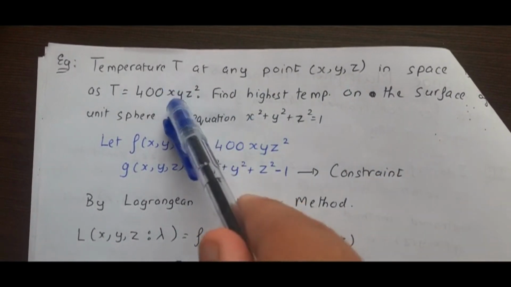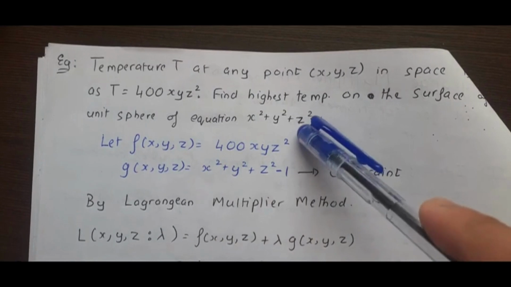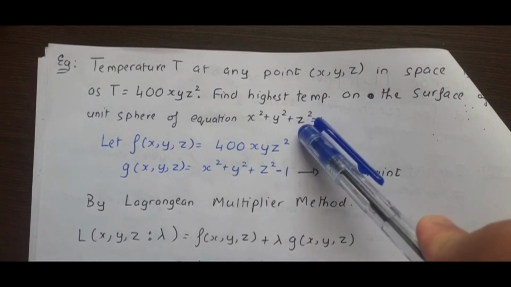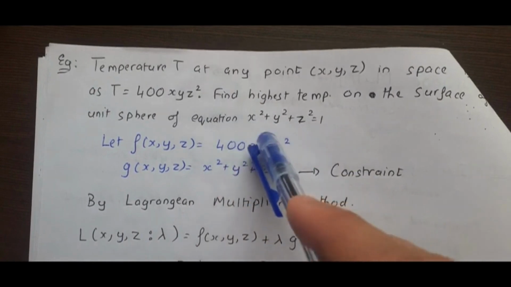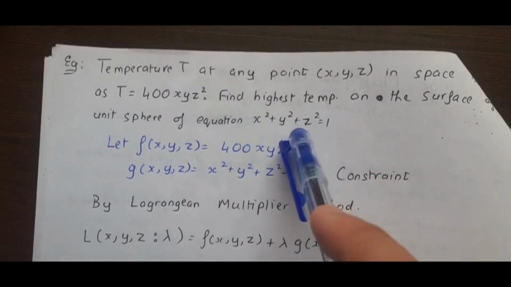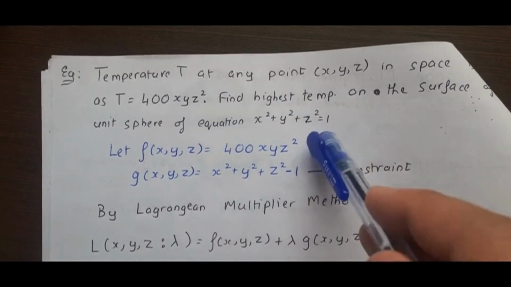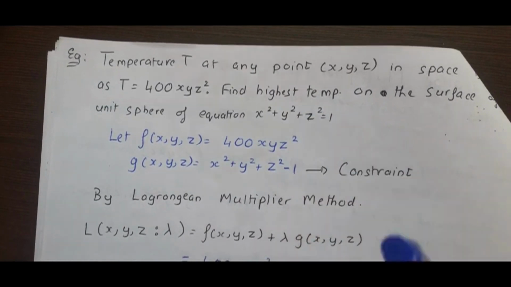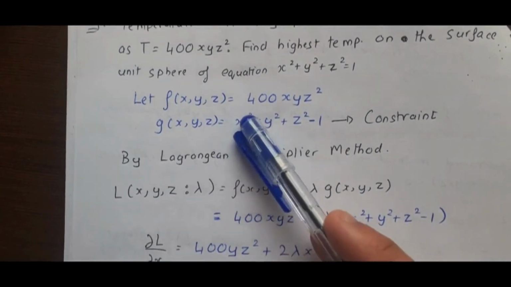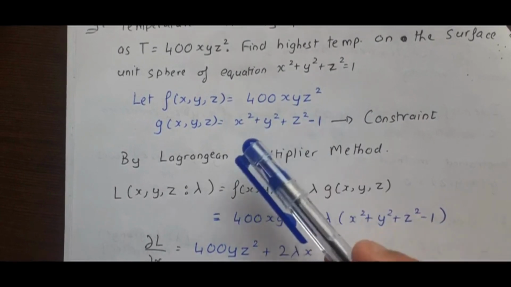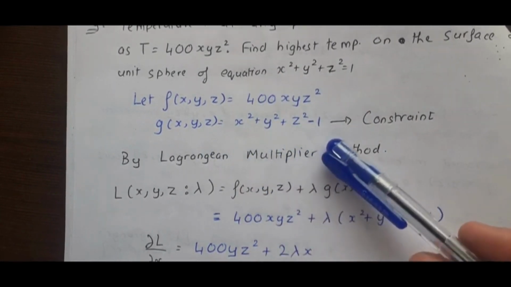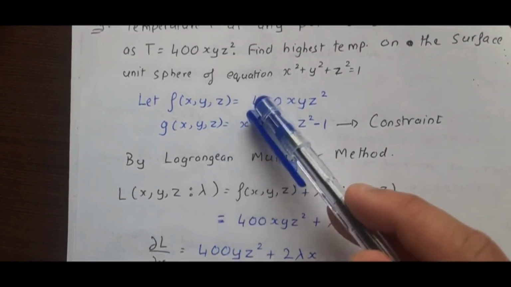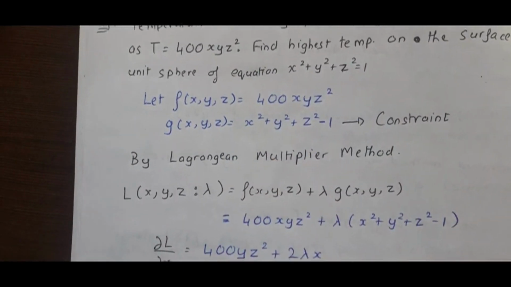Now this is at any point in space. This is on the surface of a unit sphere. My condition is that I have to find the highest temperature on the surface of this. So only the points on the surface of this count, making this the limiting condition. So f of x, y, z is 400 x, y, z square. g of x, y, z is x square plus y square plus z square minus 1. Why? Because I want it to be g of x, y, z equals 0.